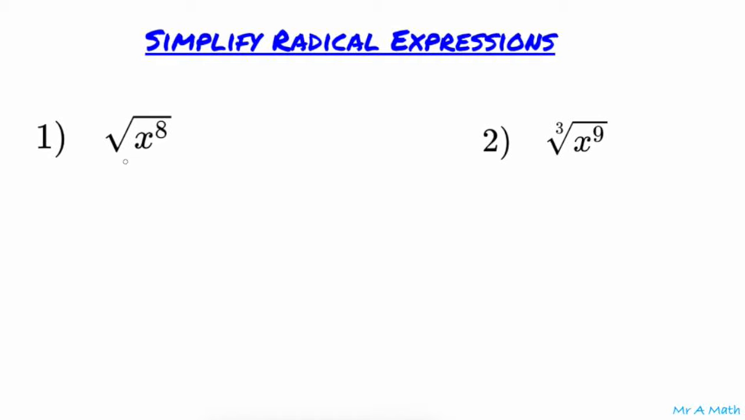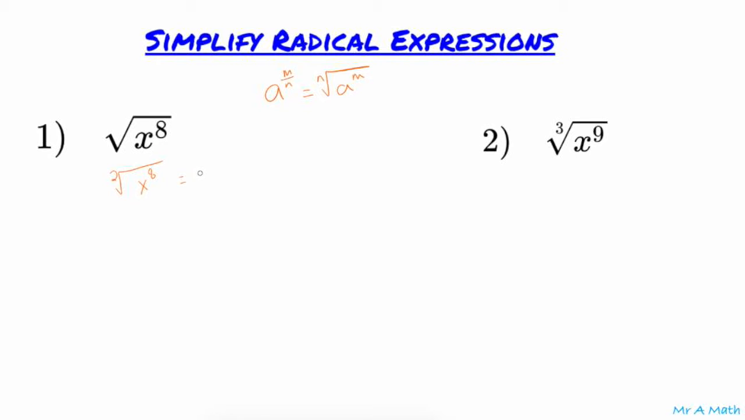Okay, and so whenever I look at this, I always remember the rule that we should know before this, which is a to the m over n power is equal to the nth root of a to the mth power. So really, when I see this square root here, I recognize that this is taking the square root, which is the second root. So this is really the second root of x to the 8th power.